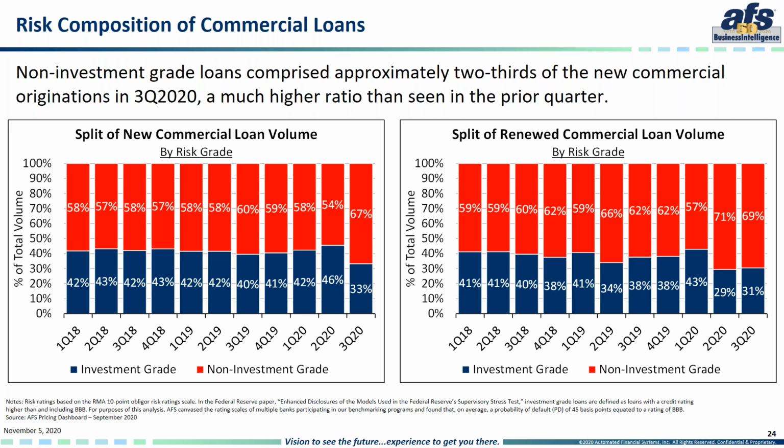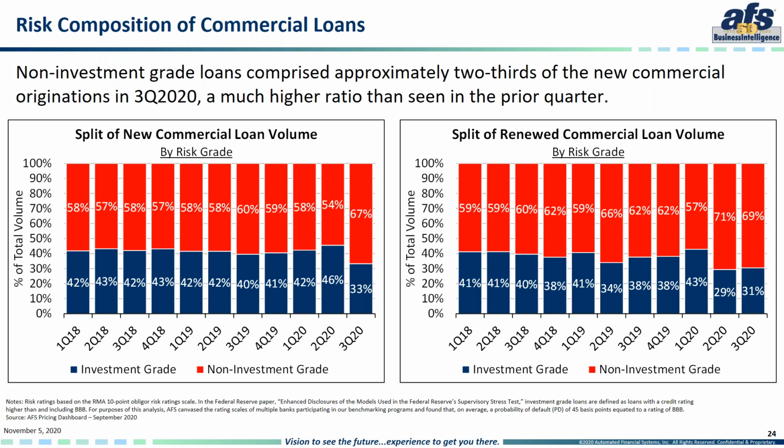So the left-hand chart here is just focused on the new originations and the split between investment grade and non-investment grade for the new portfolio. In 3Q20, approximately 2/3 of the total new volume was risk graded as non-investment grade, which is a much higher ratio than we saw in the preceding quarter. That actually caught me by surprise. I had expected that with the general tightening that we're seeing in this environment, non-investment grade loans would have more trouble obtaining credit and would be a smaller portion of the total volume.